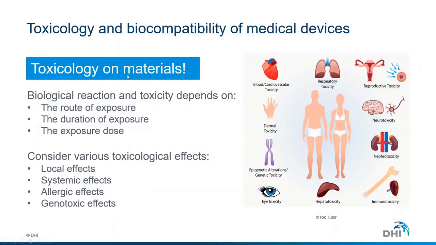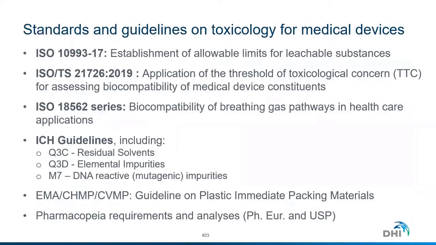And now you do toxicology on materials, not just a single substance or a few substances, but maybe on a polymer material that is a mixture. And you need to consider that toxicology of materials is different from toxicology on the medicinal product. But you still need to consider the route of exposure, the duration of exposure, and the exposure dose, and that the toxicological effects can be both local and systemic; it can be allergic effects or genotoxic effects. And you need to also consider, if you have a biodegradable device, if the degradation products could, for instance, cause effects. So that's important to remember.